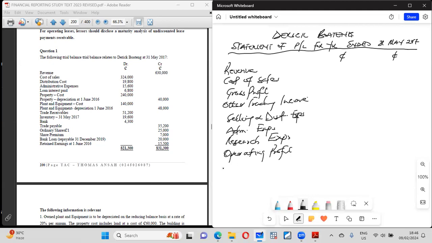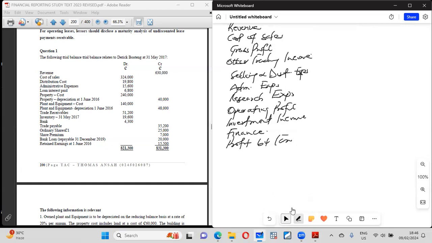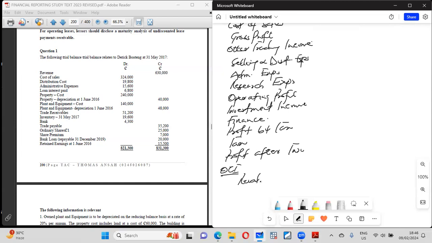Then you come here with investment income, finance cost, then profit before tax. Then you less tax, and you get your profit after tax. When you finish, there is OCI, so you add OCI. The things that will come to your OCI at level 2 is just revaluation surplus, then deferred tax on revaluation surplus.